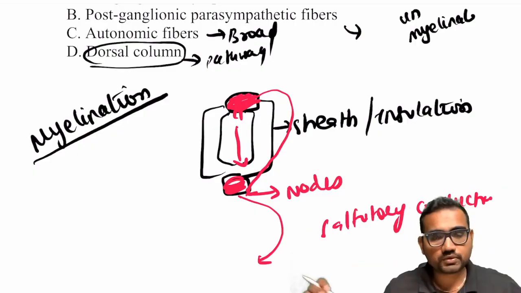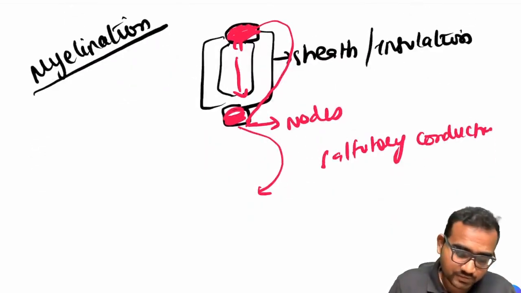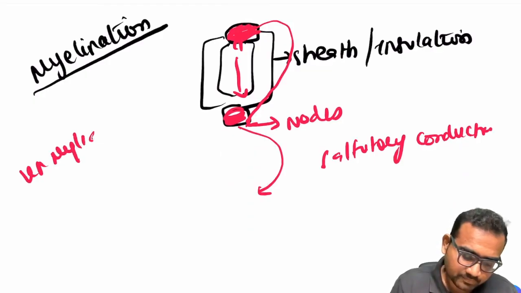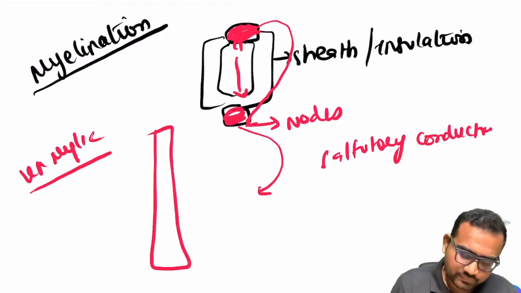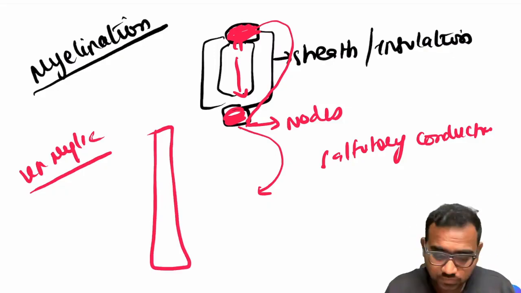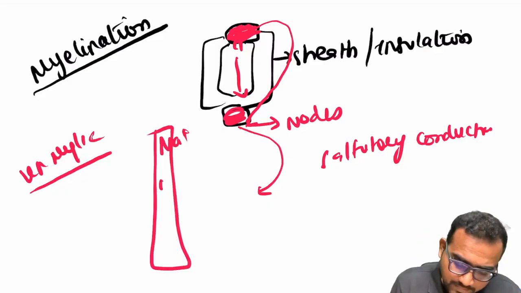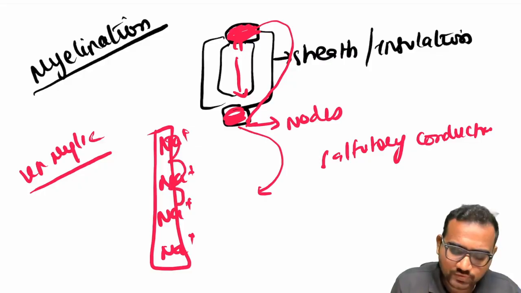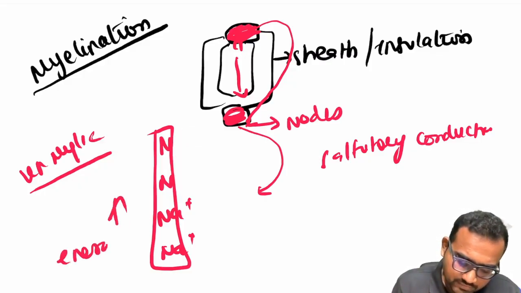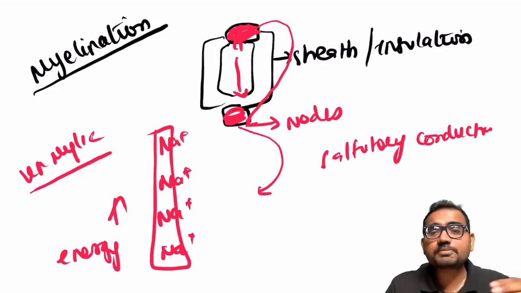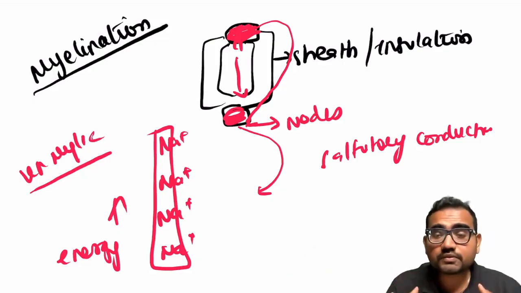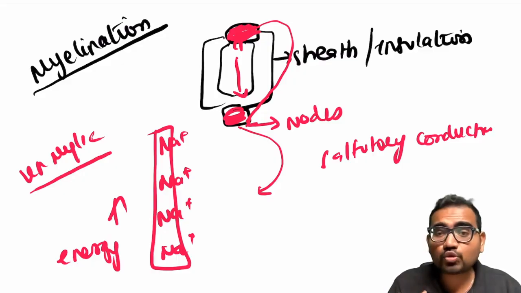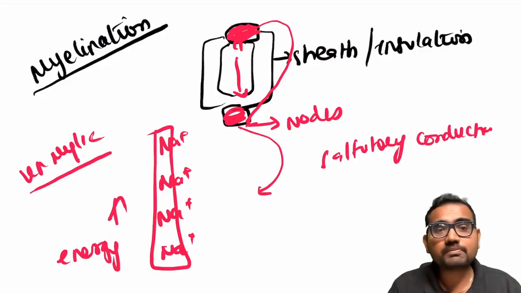Imagine in unmyelinated nerves. There are no nodes of Ranvier. So the sodium channels will be present throughout the axon. More energy is needed, because the sodium ions will be present throughout the nerve, so each part should be activated. It requires more energy for the conduction of the unmyelinated nerve fiber.